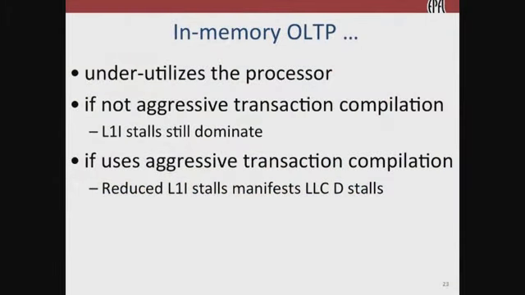Okay, so for TPCC we see similar trends with the micro benchmark. Is our conclusion. Okay, so to sum up, in-memory OLTP underutilizes the processor. If it does not use aggressive transaction compilation, it suffers a lot from instruction stalls. If it uses aggressive transaction compilation, it reduces L1 instruction stalls, but that manifests as last level cache data stalls, resulting in a high stall cycle ratio.